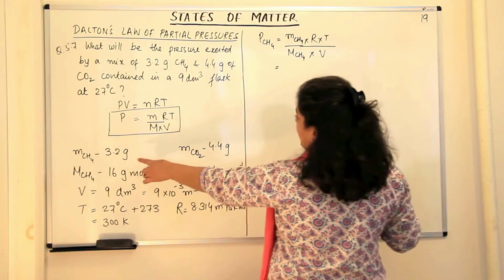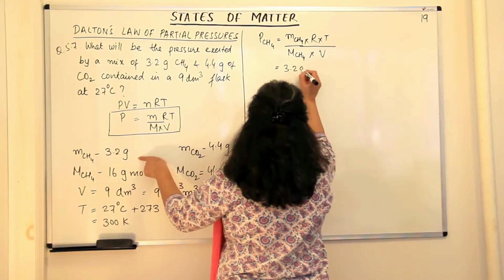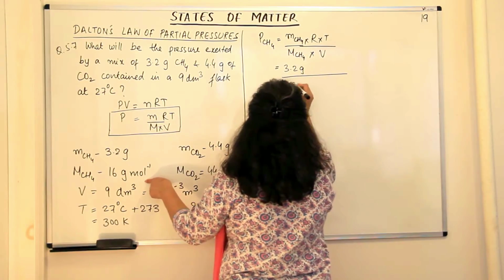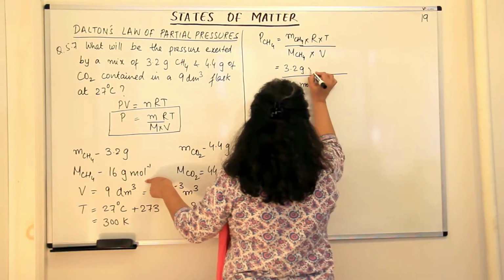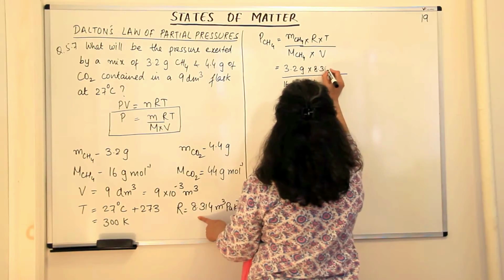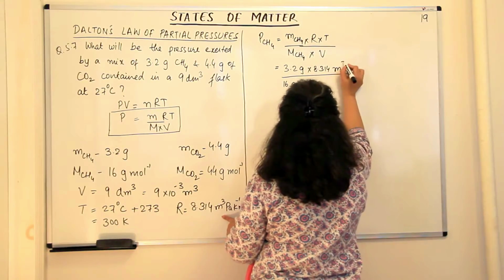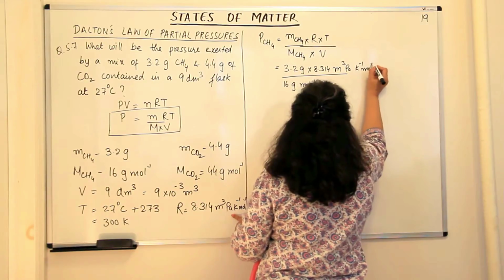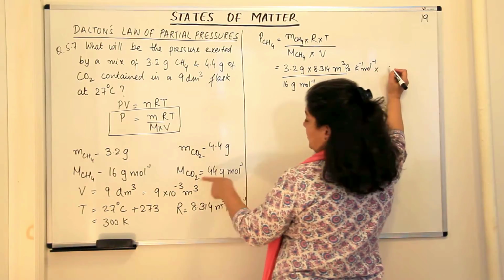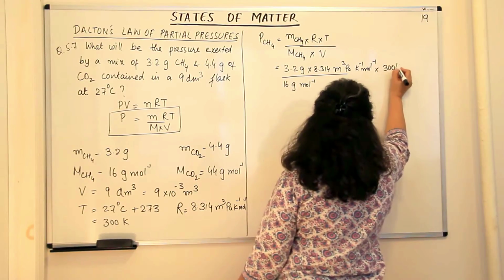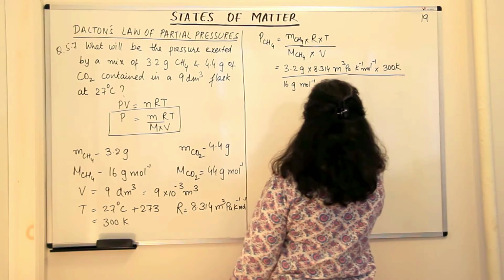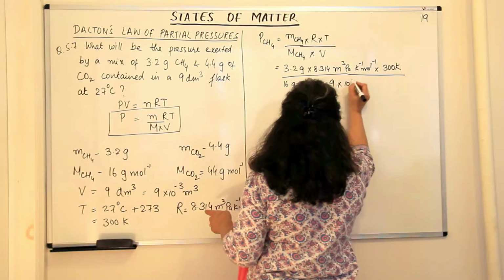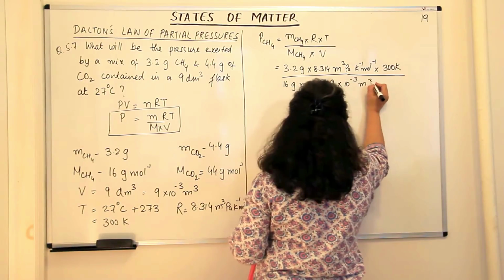Substitute the values. m of CH4 is 3.2 grams, divided by 16 grams per mole. What is the value of R? 8.314, and what are the units? Meter cube Pascal per Kelvin per mole, right? And into, what's the temperature? Temperature is 300 Kelvin. So this is our numerator, and for the denominator we have V. And what is V? 9 into 10 to the power minus 3 meter cube, right?